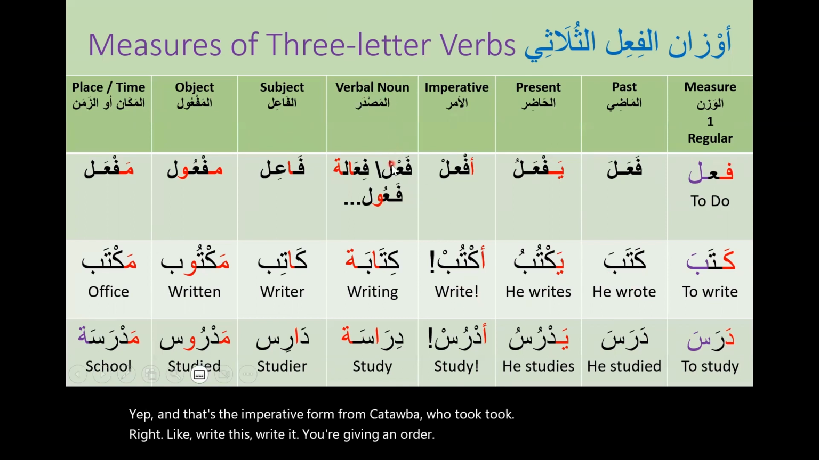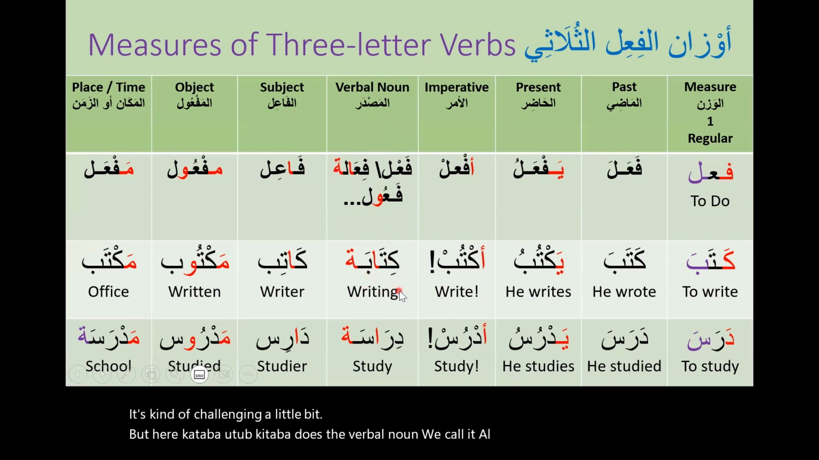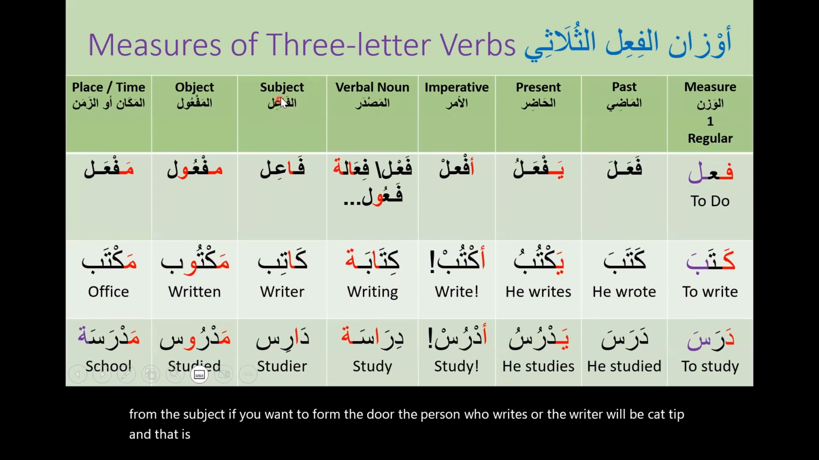The verbal noun for the three-letter root verbs is kind of shaky and there's no set pattern to follow. It has a lot of forms, so it's a little bit challenging. But here, kataba, uktub, kitaba. That's the verbal noun. We call it al-masdar, kitaba, writing. And then the subject, if you want to form the doer, the person who writes or the writer, will be katib. And that is fa'il. In Arabic, fa'il means subject. So katib is the fa'il or the doer.